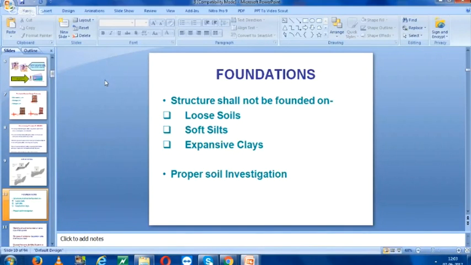So they are not supposed to be on loose soils, soft silts, expansive clays, because in that case, depending upon the IS code, soft, medium, rock, the forces are going to increase and the structure could be damaged. Proper soil investigation definitely is required.